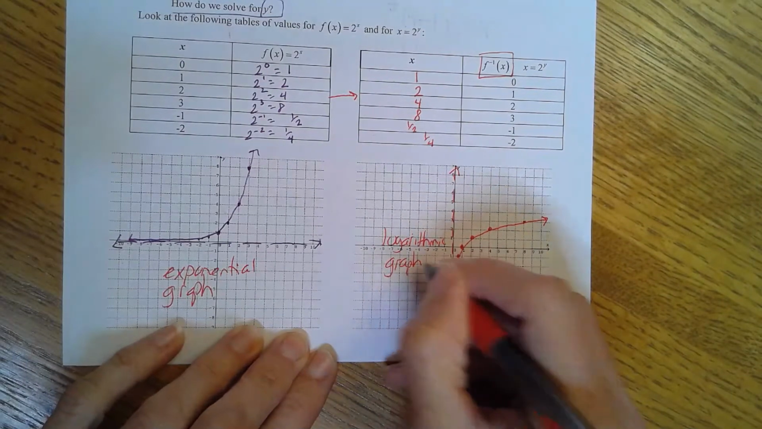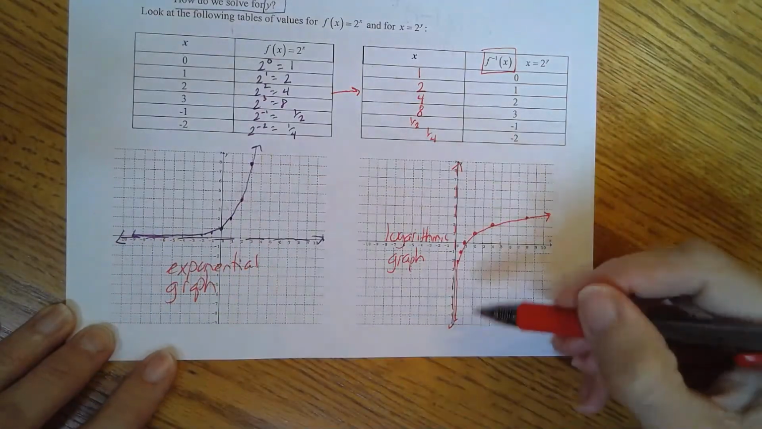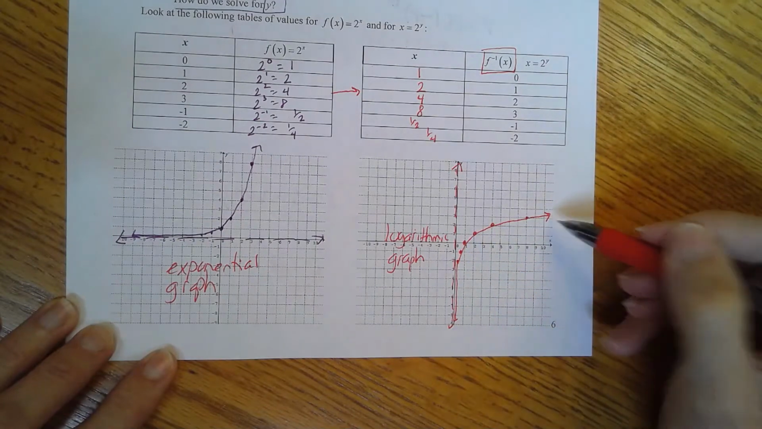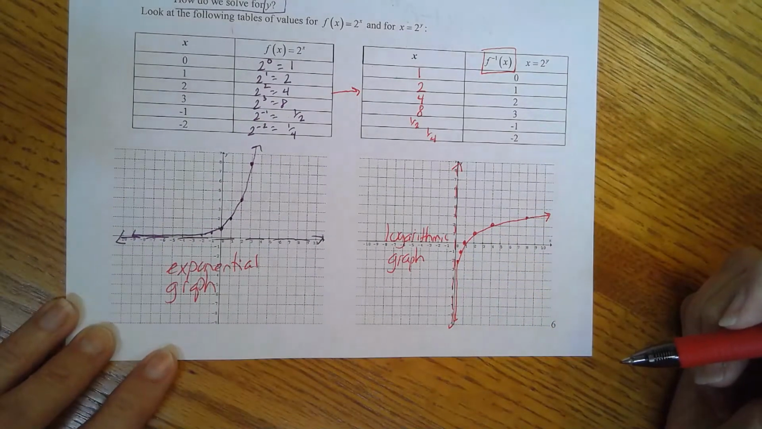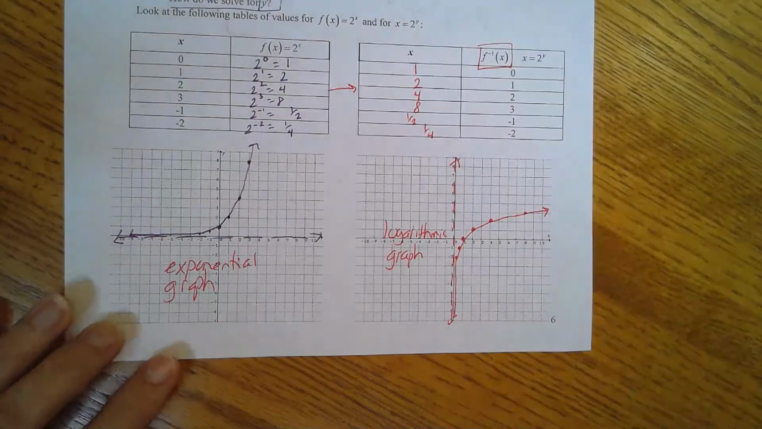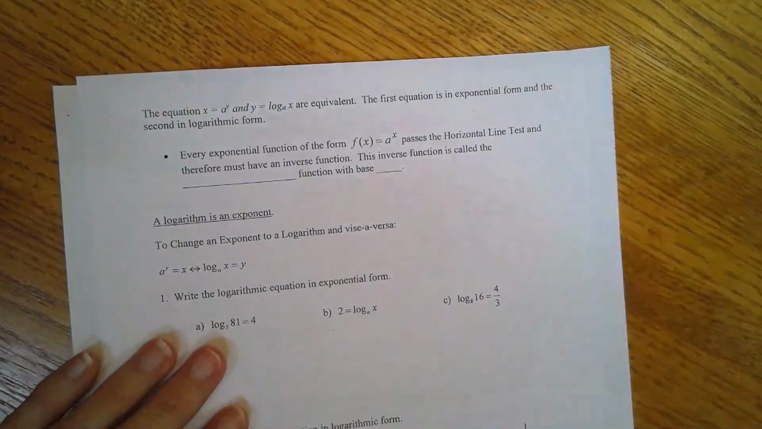So exponential graphs start off slowly and then shoot way up. Log graphs grow really rapidly, and then they start to die off and bend over. So make sure you understand the difference between an exponential graph and a log graph. So now, definition of a log and so forth.